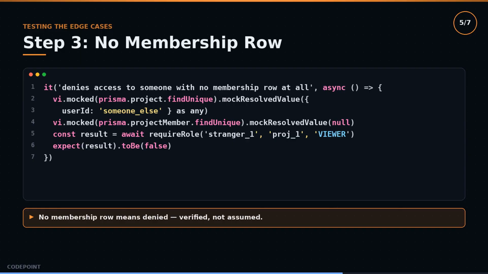Non-members and unexpected data. It denies access to someone with no membership row at all. Async. vi.mocked prisma.project.findUnique, mock resolved value ownerId someone-else as any. vi.mocked prisma.projectMember.findUnique, mock resolved value null. Const result is await requireRole stranger-1, proj-1, viewer. Expect result toBe false.